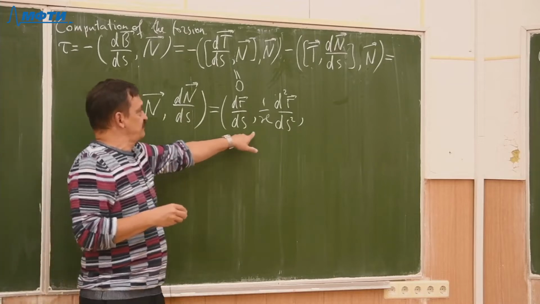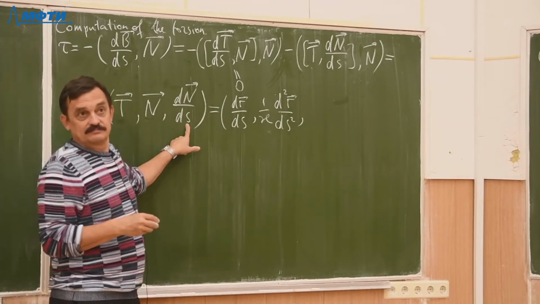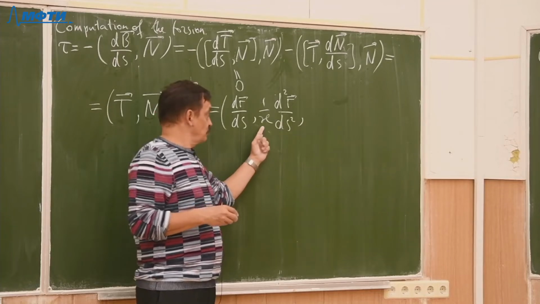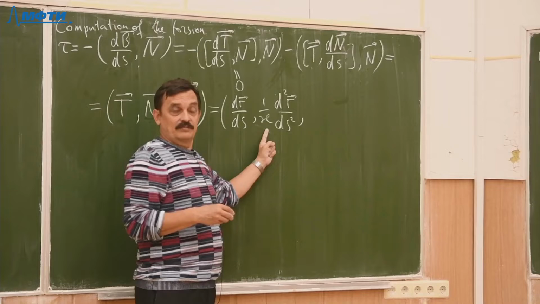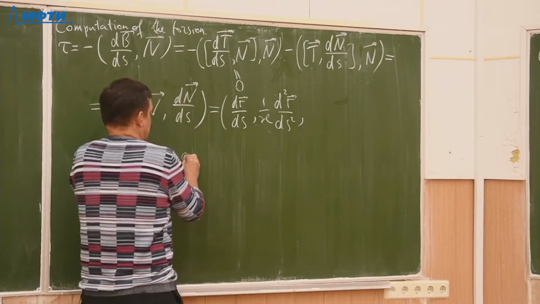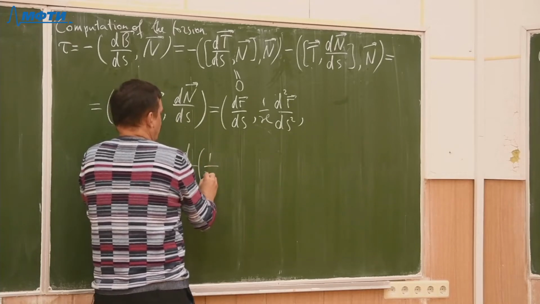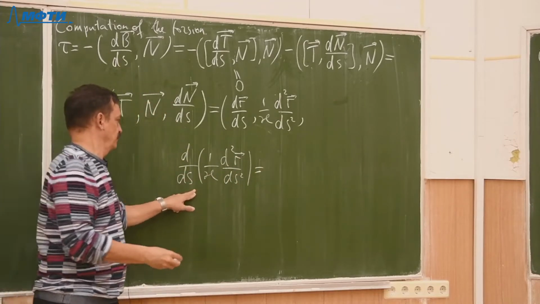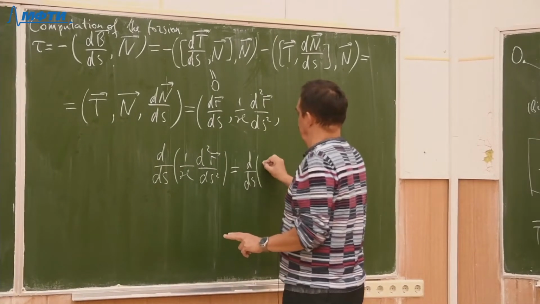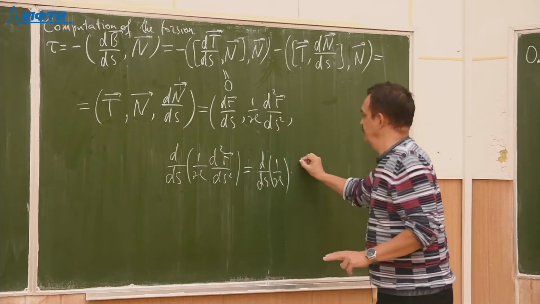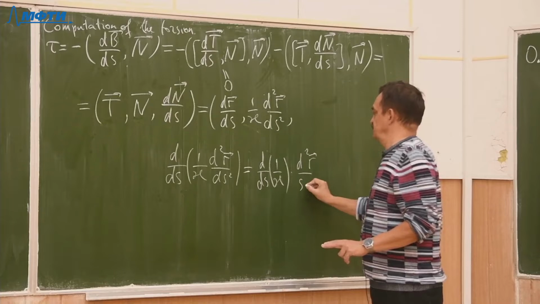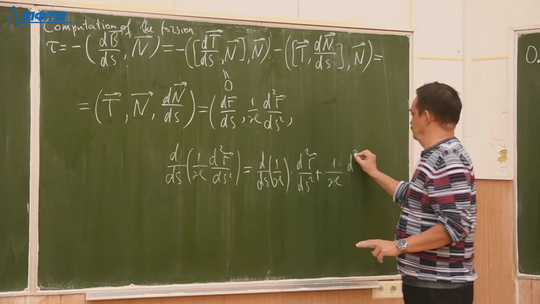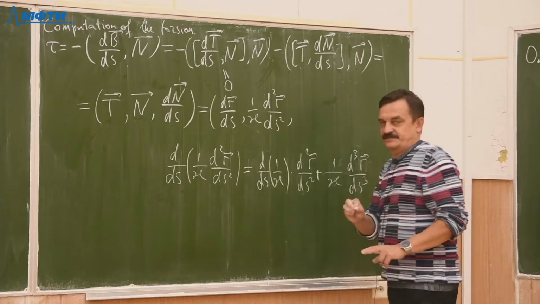Now we differentiate this vector n with respect to parameter s. How we differentiate this expression? We should differentiate the product. So firstly we differentiate this. But if we differentiate this, then what happens? Look. So d over ds, 1 over kappa times d2r over ds twice. What is it? I can differentiate firstly this 1 over kappa, d2r over ds twice, plus 1 over kappa times d3 r over ds thrice, right?